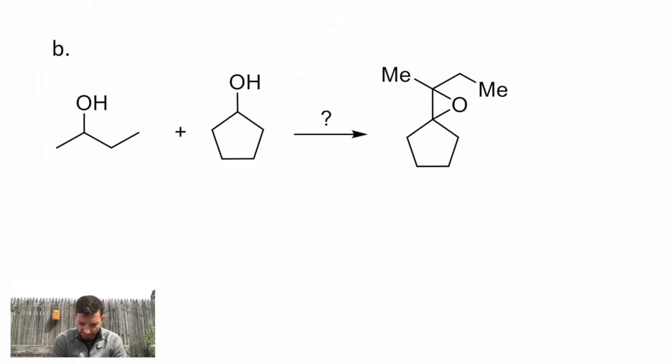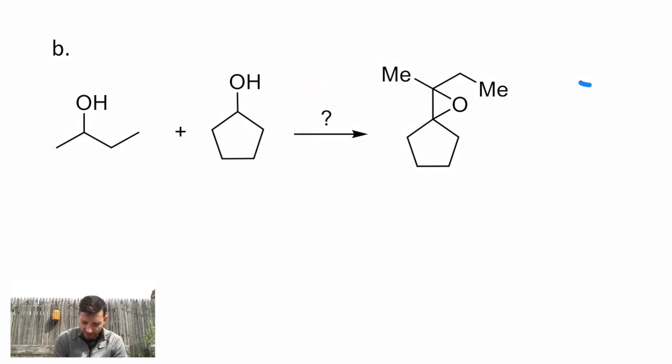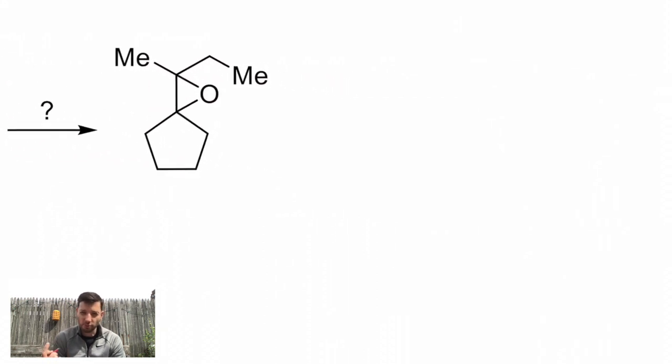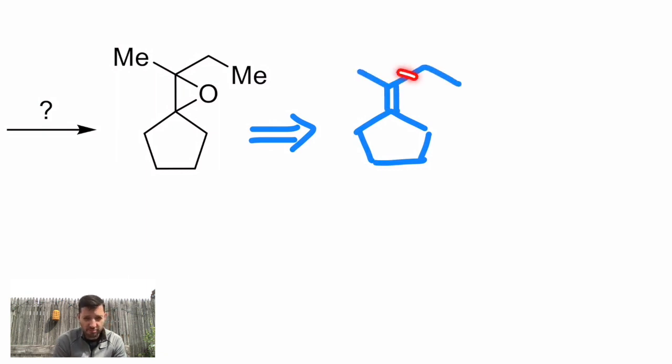B is not as straightforward. B has a couple more steps involved, but this is an opportunity for us to look at retrosynthesis. Retro meaning going backwards. So before I consider what to do with the reactants forward, I'm going to just look at the product and say, how do I make that thing? The good news is this is an epoxide, and there's really only one way to make an epoxide that we've seen, and that's from the MCPBA epoxidation of an alkene.